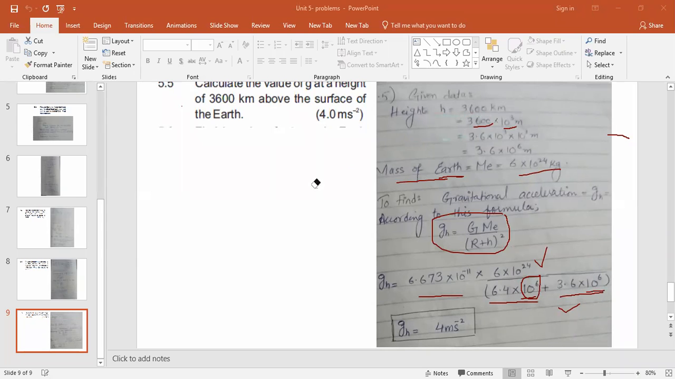So class, these are the 5 problems. Today we will do only the 5 problems, right? You have to do these problems in your notebook. First of all, write all the formulas which I wrote at the start of the lecture, all 5 formulas, and then start problems 5.1 to 5.5. And if you have any confusion, you can ask me, right?